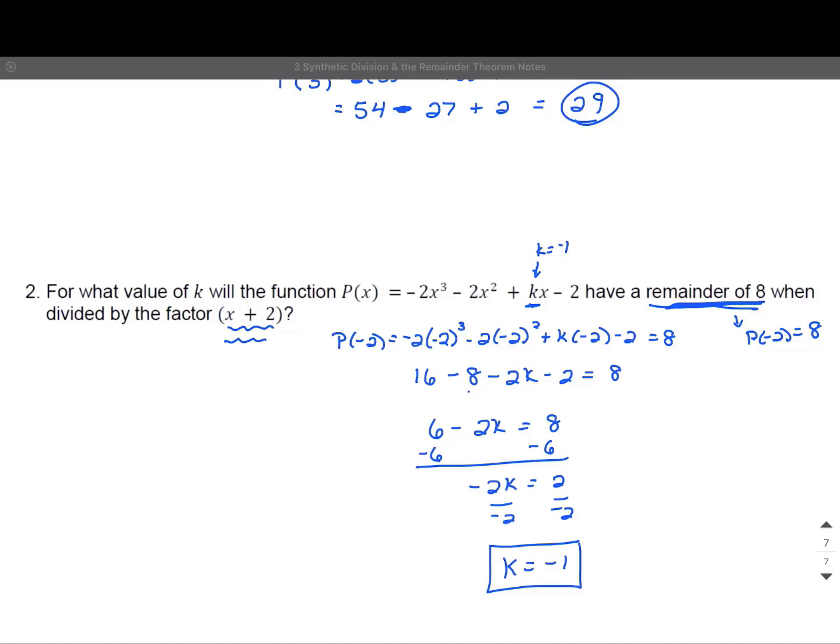Okay, guys, so we reviewed long division, synthetic division, and we learned the remainder theorem.